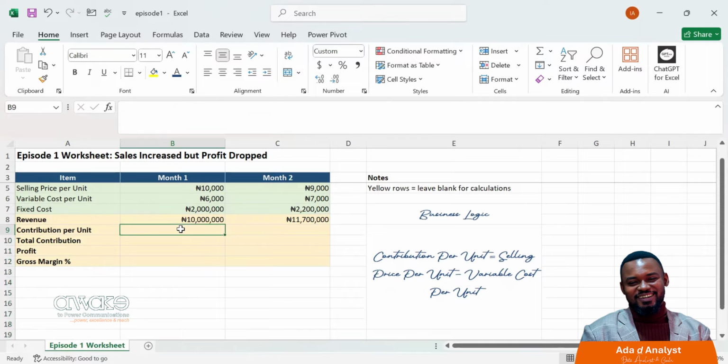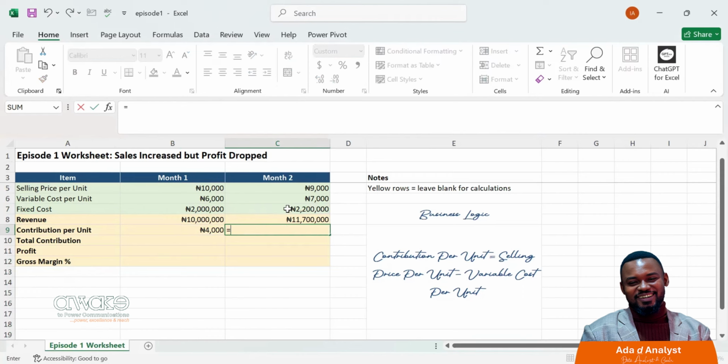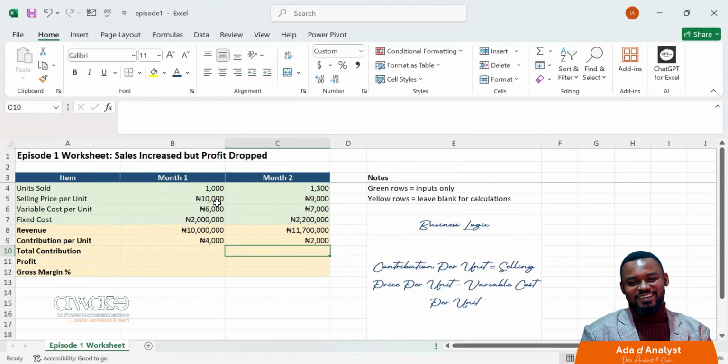So if we were to determine that here, we'll say equals our selling price per unit minus our variable cost per unit. It's going to give us our contribution per unit, that is, the contribution of each unit in month 1. Let's do that for month 2. Equals selling price, which is 9,000, minus variable cost per unit, and hit enter. So we have our contribution per unit for both month 1 and month 2.